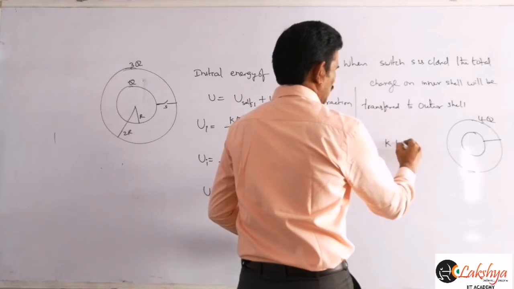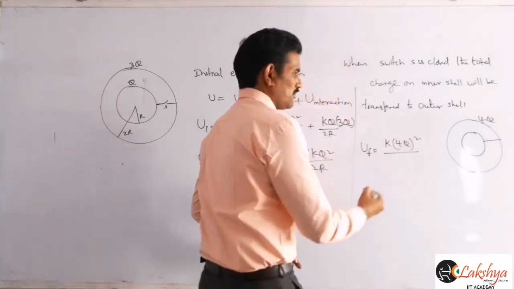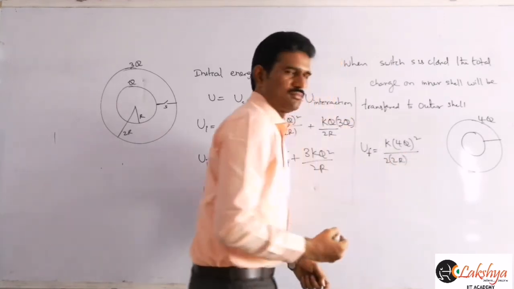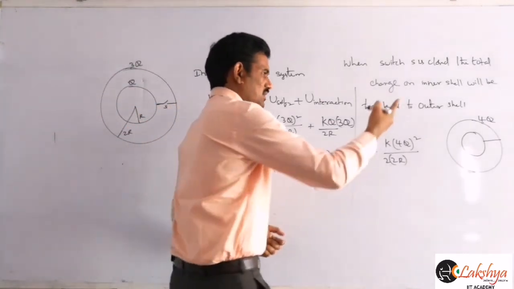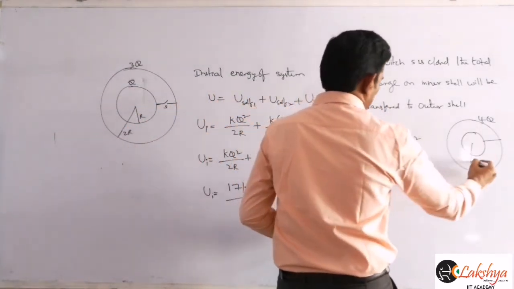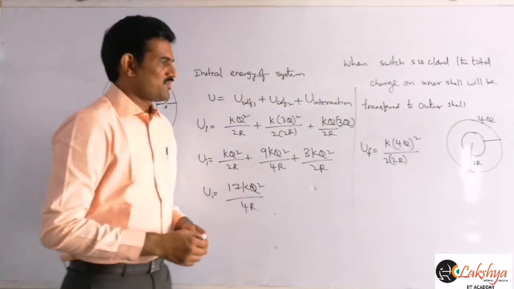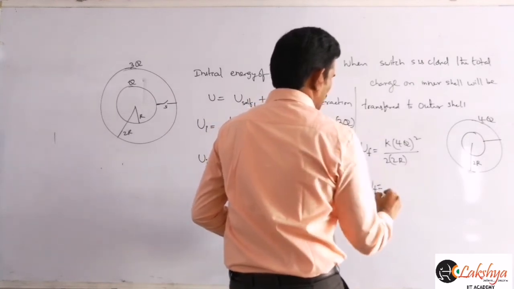So k into 4q whole square by 2r. Sorry, 2 into 2r. kq square by 2r is our formula. So there it is, there the radius is 2r, the outer radius. Now only one charge is there, and so there is no interaction energy of the system, right? So only that self energy will be there for that system.